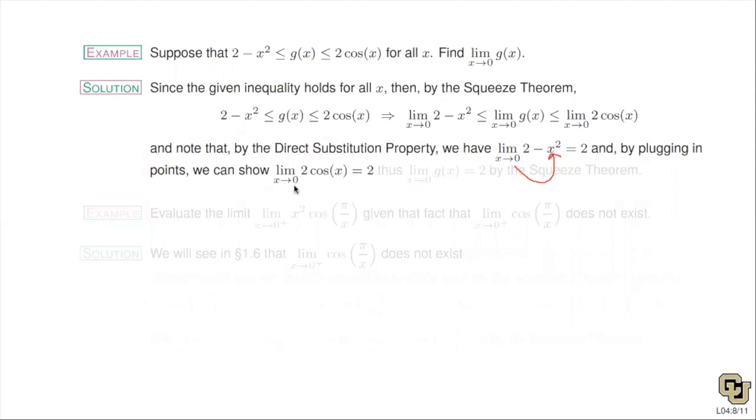For the other limit, we can plug in points closer and closer to 0, and we get the limit is 2 times cosine of 0. Cosine of 0 is 1. So both of these limits are going to 2. So the limit in the middle, by squeeze theorem, has to also go to 2.